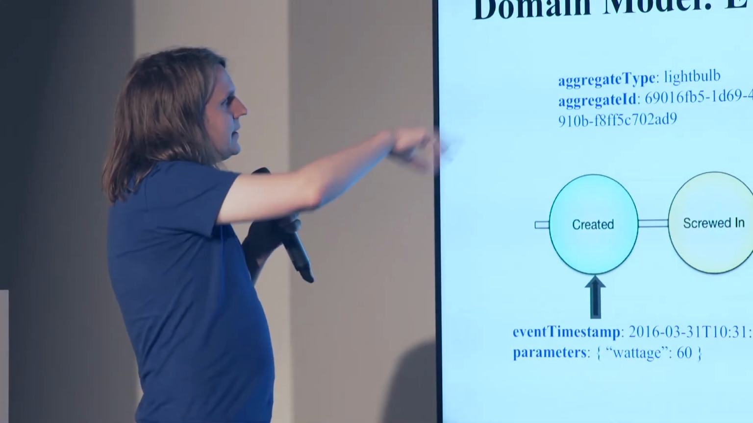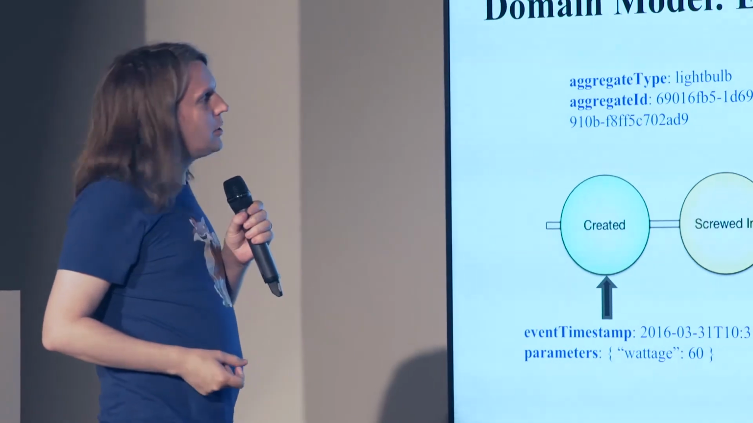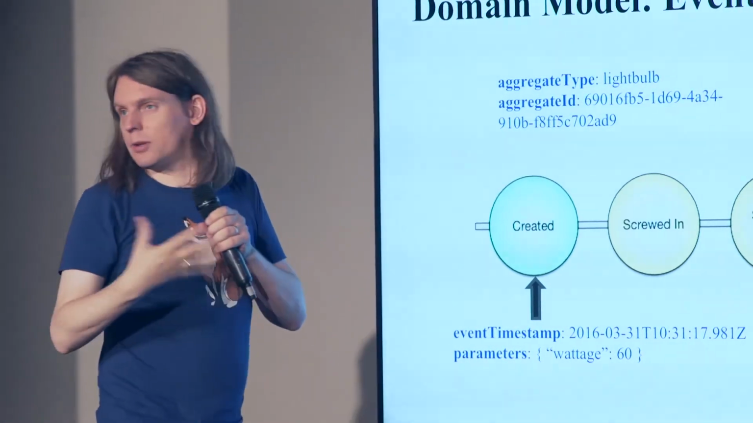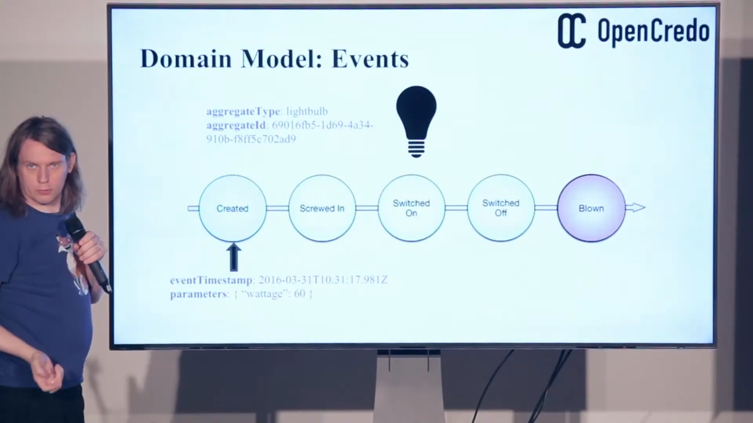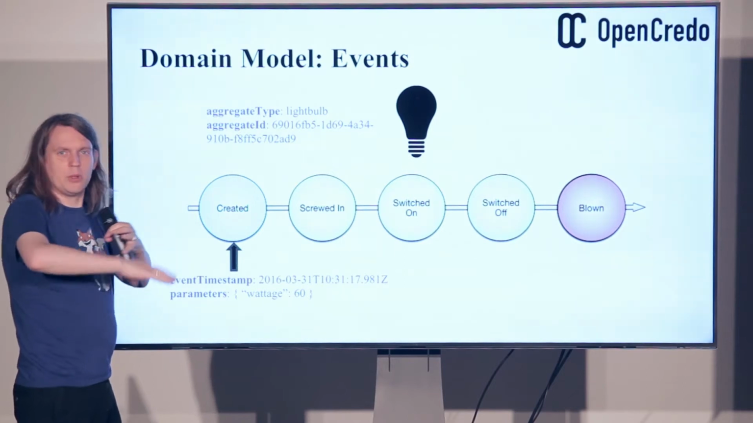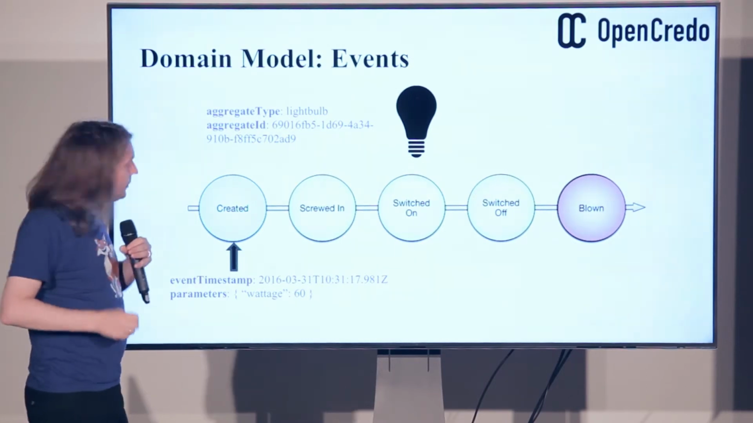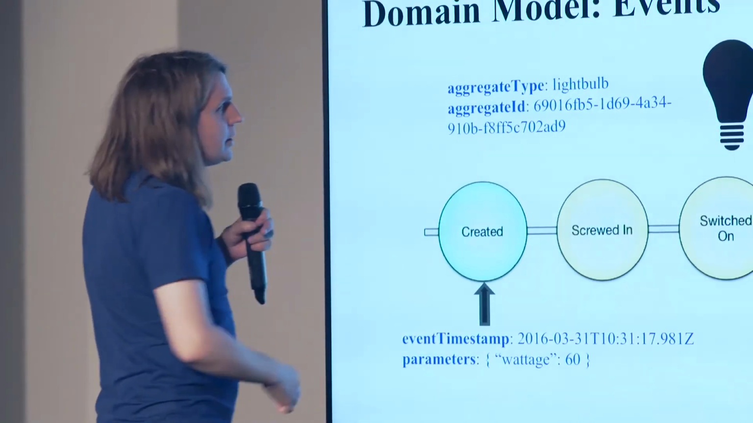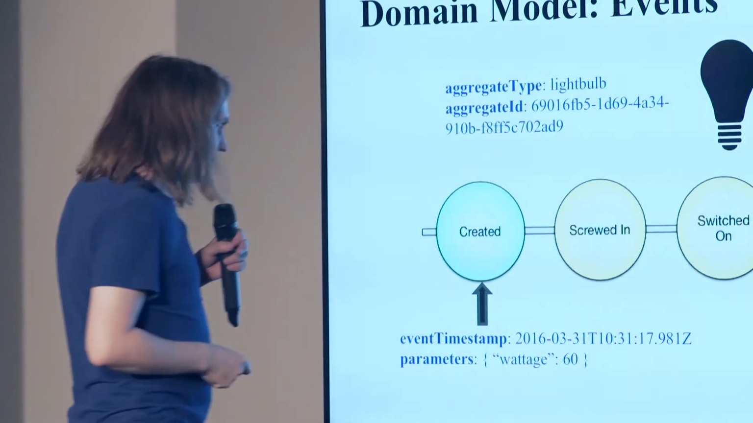Each thing in the system has an identifier, which is a combination of two things. The type of thing it is, its aggregate type. Aggregate, by the way, is a bit of jargon from domain-driven design. It just means your point of entry for information about a thing. And it has a unique identifier. In this case, it's a globally unique identifier, so it's this light bulb.